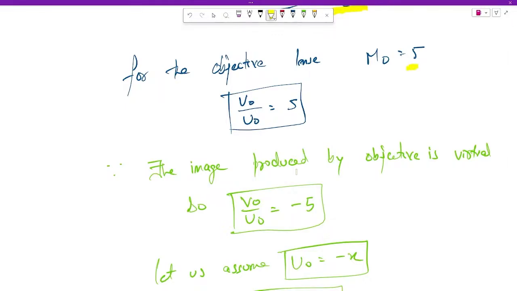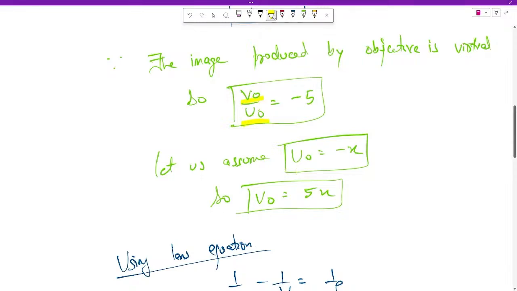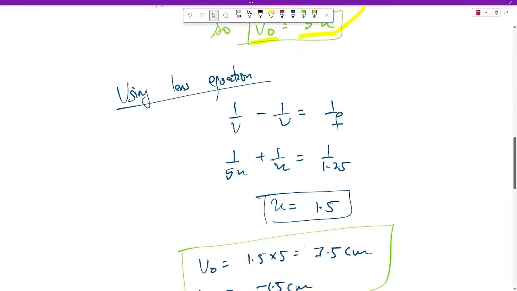Now the magnification by the objective is given by VO, that is the position of the image produced by the objective, divided by the object distance from the objective lens, and this would be equal to -5. So if we assume that UO, that is the object distance from the objective, is -x using the sign convention, then VO would be equal to 5x using this relation. Now using the lens equation for the objective, we will find out the value of UO, substituting the values that we assumed in the previous case.